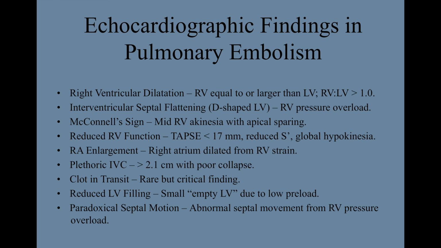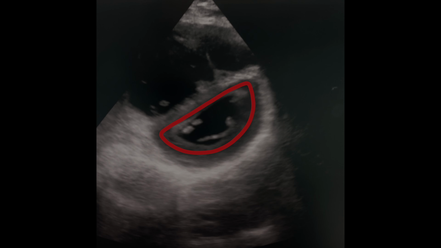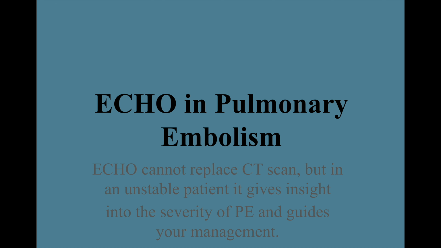In the end, to summarize, the main echo findings in pulmonary embolism are right ventricular dilatation, right ventricular dysfunction, including McConnell's sign, septal flattening with a D-shaped left ventricle, clot in transit, and a small underfilled left ventricle. Echo cannot replace CT, but in unstable patients, it gives you immediate insight into the severity and guides your management.